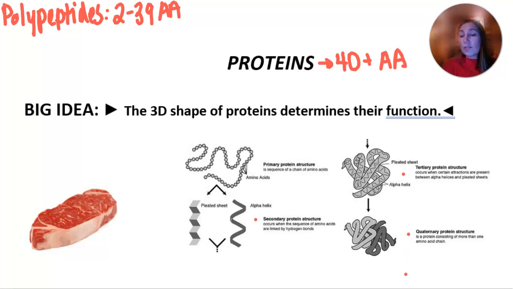And then lastly, we have quaternary protein structure, which is protein structure consisting of more than one amino acid chain. So this results from interactions between 2 or more peptide chains. Insulin is an example of a protein or a peptide that takes advantage of quaternary structure. Not all proteins actually have quaternary structure, but we have some cool examples like insulin that do.